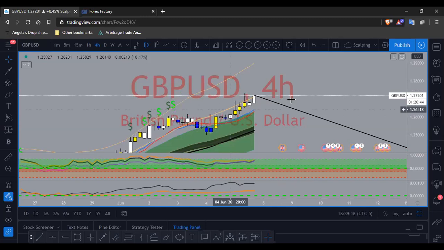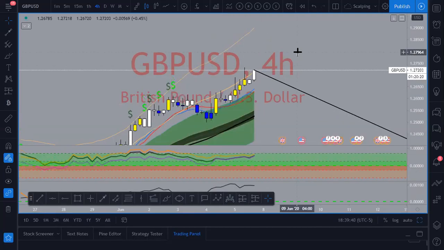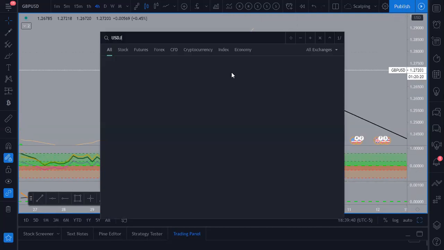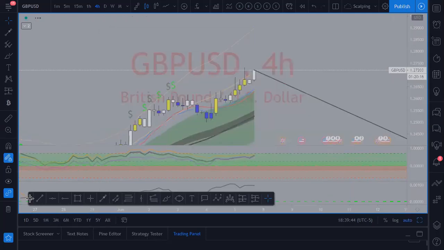Any questions on GU? Questions? All right. Sounds good. Let me go ahead and full screen this first of all. And then secondly, let's go on to USD JPY. I have a bone to pick with USD JPY.